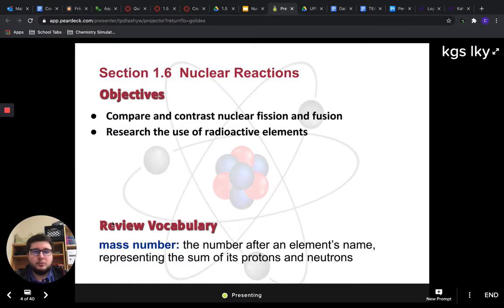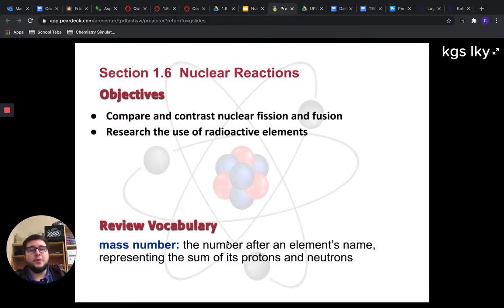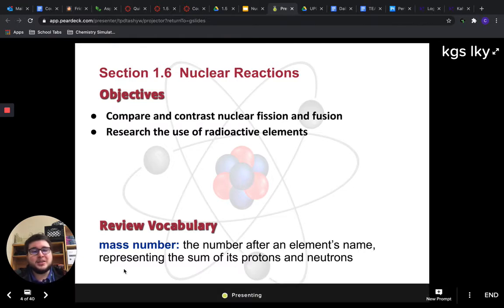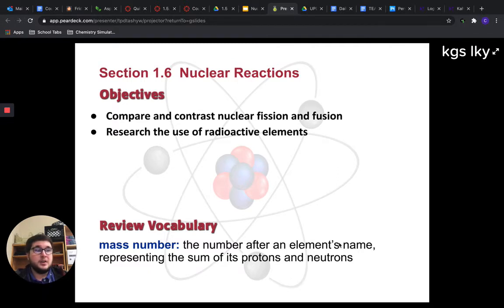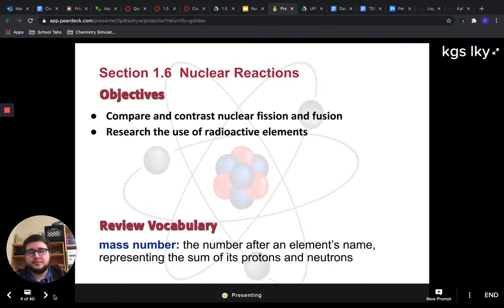All right, review vocab. Remember that the mass number is the number after an element's name. So for example, if it says phosphorus 84, then 84 would be the mass number for that isotope of phosphorus. And it represents the sum of its protons and neutrons, so the total number of particles inside of the nucleus of the atom. So carbon-14 would have 14 particles inside of the nucleus, 14 total protons and neutrons.